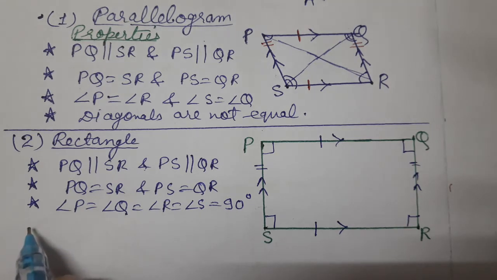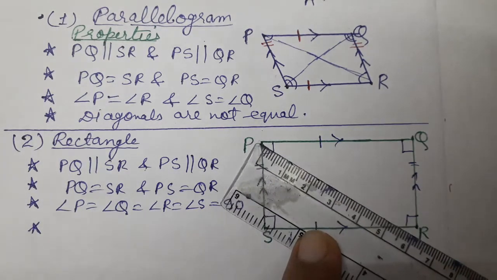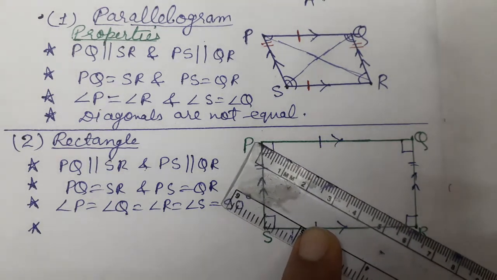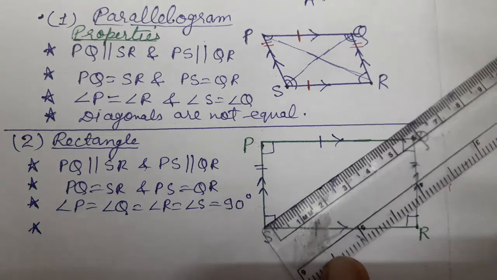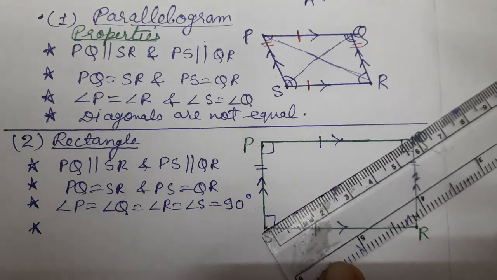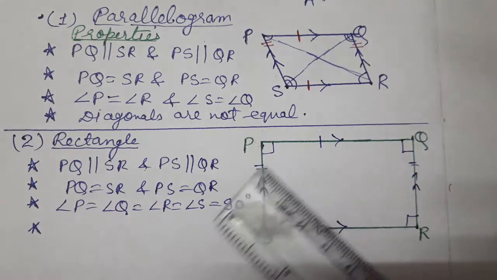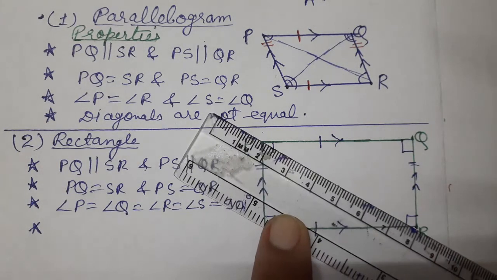And one more very important property about diagonals. If we measure the diagonals, then we can see that both diagonals are equal. We can check also. This is 6 centimeter. This is 6 centimeter. And this is also 6 centimeter. So diagonals are also equal in a parallelogram.